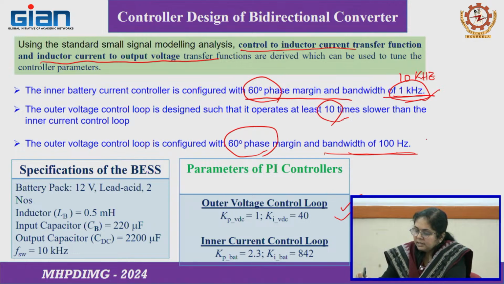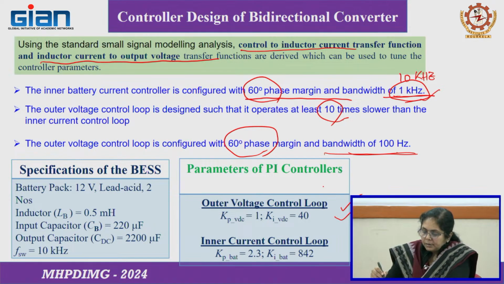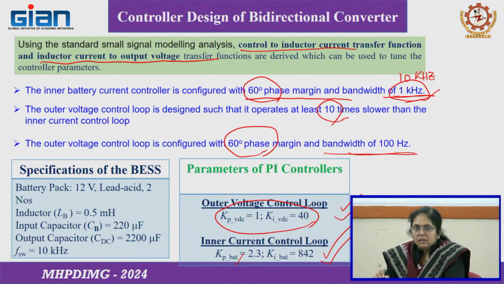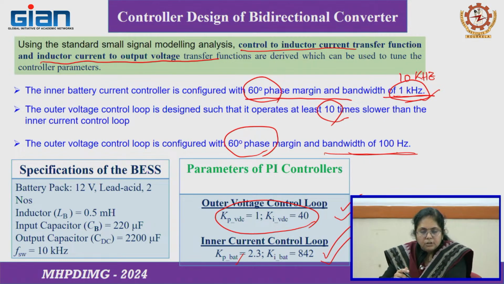So, using this and after doing some tuning for the KP, KI parameters for the outer voltage loop and inner current loop, they are found to be this. So, Kp for the inner current loop is 2.3 and we will use these parameters to do our simulation. So, this is about the first part, when we have designed the converter and we are putting all these values, we will do the simulation.